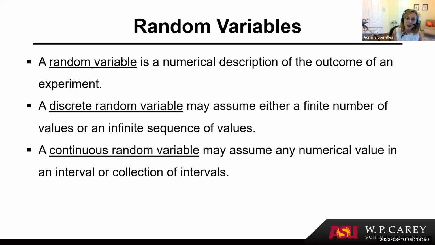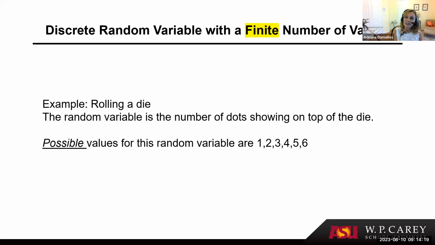A discrete random variable may assume either a finite number of values or an infinite sequence of values. And a continuous random variable may assume any numerical value in an interval or collection of intervals. So we're going to focus on discrete random variables because, again, it's a discrete probability distribution. Since a discrete random variable can either have a finite number of values or an infinite number of values, let's take some examples about a discrete random variable with a finite number of values.